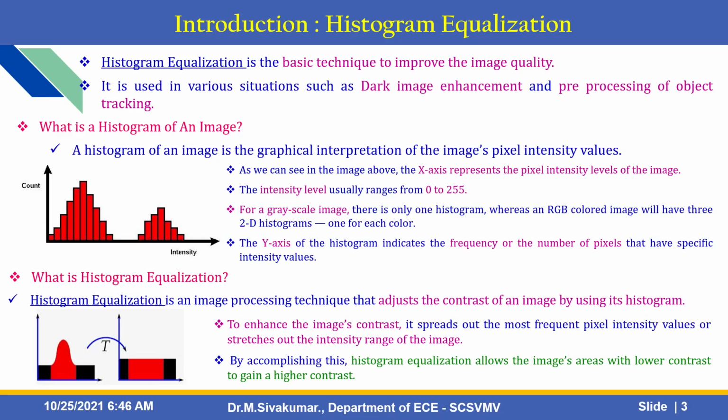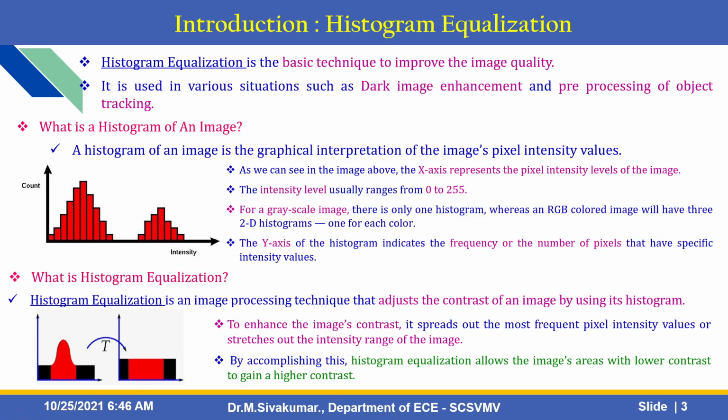Here, what is a histogram of an image? A histogram of the image is a graphical interpretation of the image pixel intensity values. Here you can see the graph of count versus intensity. As we can see, the x-axis represents the pixel intensity level of the image. The intensity level usually ranges from 0 to 255. For a grayscale image, there is only one histogram, whereas an RGB colored image will have three 2D histograms, one for each color. The y-axis of the histogram indicates the frequency, or the number of pixels that have specific intensity values.